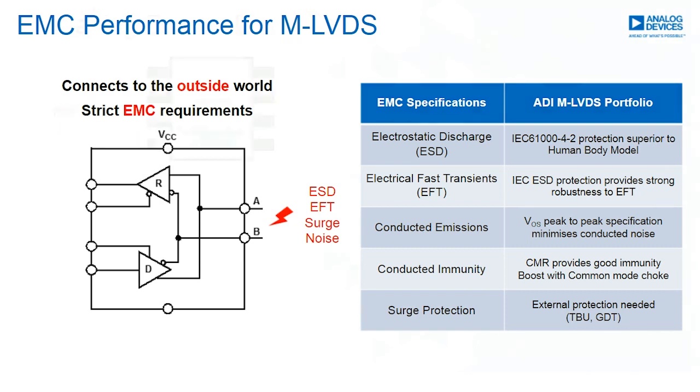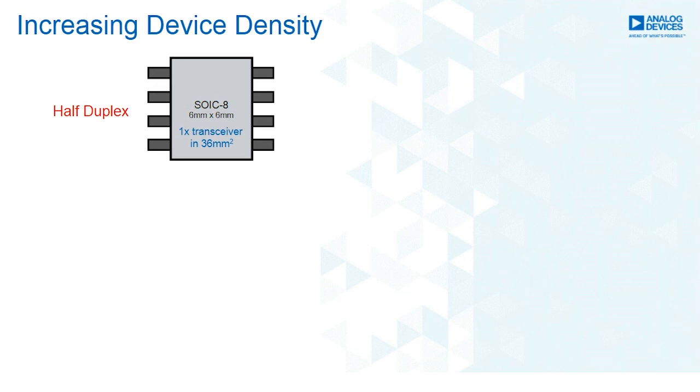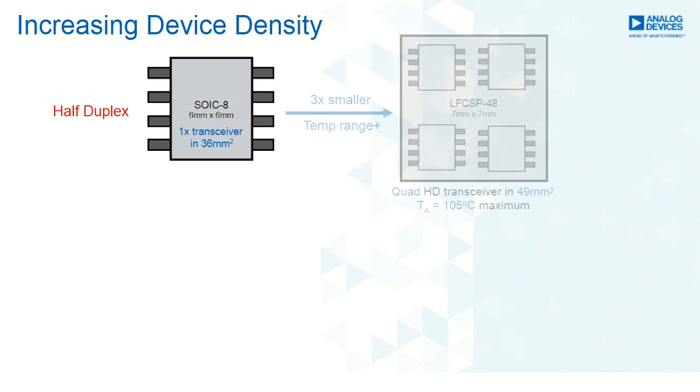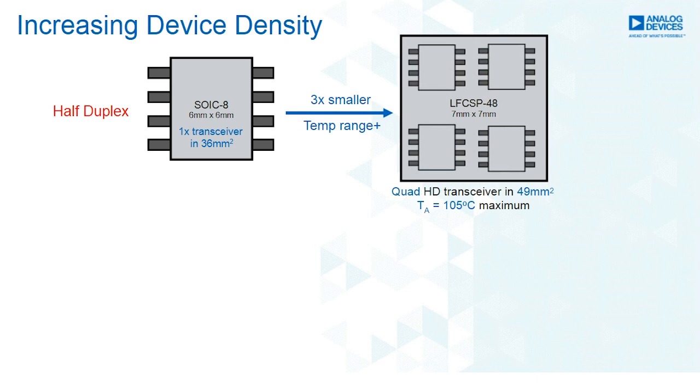So when showing the M-LVDS portfolio slide, I mentioned 2 new M-LVDS transceivers from Analog Devices. These latest transceiver developments have focused on increasing density and smaller device footprints. In the half-duplex family, the latest device has integrated 4 transceivers into a single package, with only a 35% increase in size over the existing single-channel half-duplex transceiver. This represents a 3x reduction in the area per transceiver. And the temperature range of the device has also been extended.